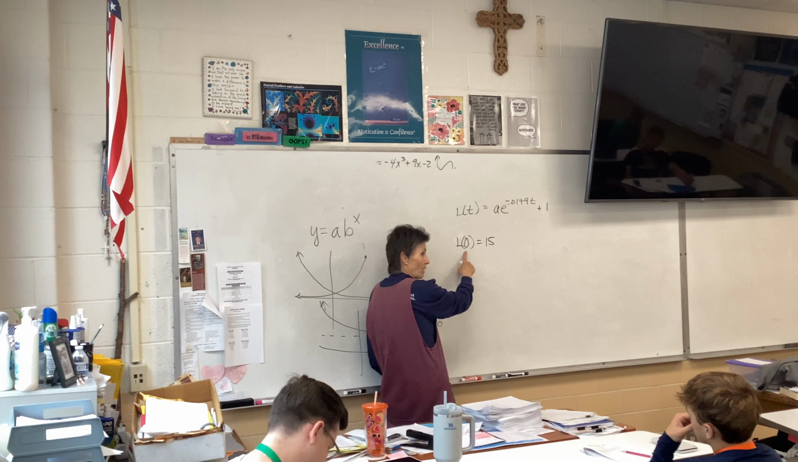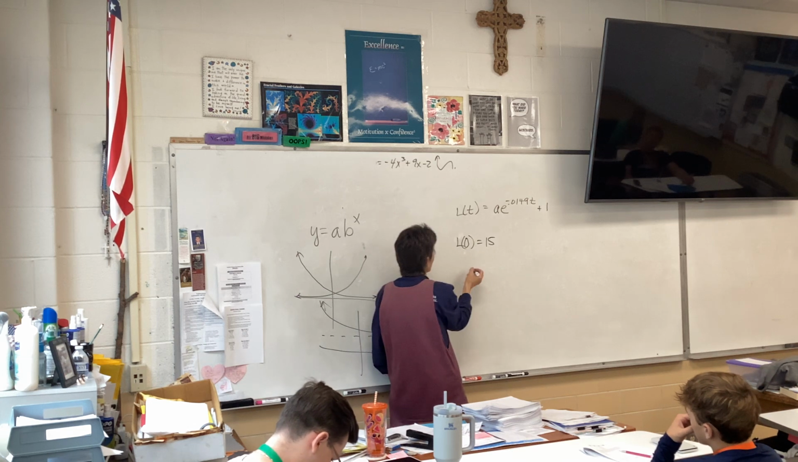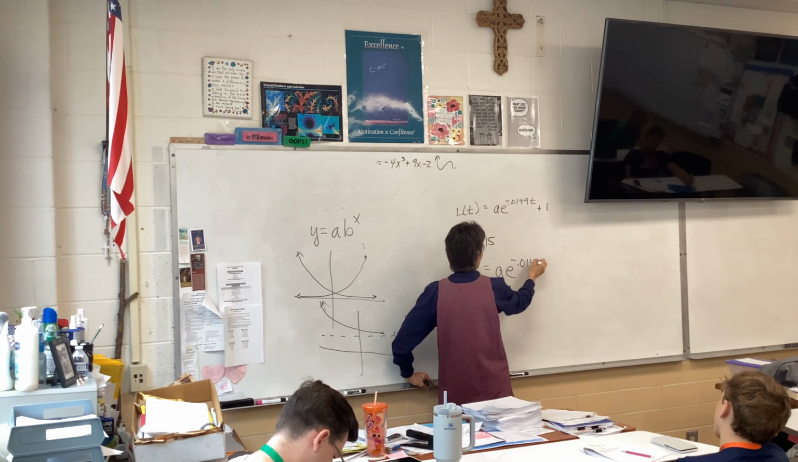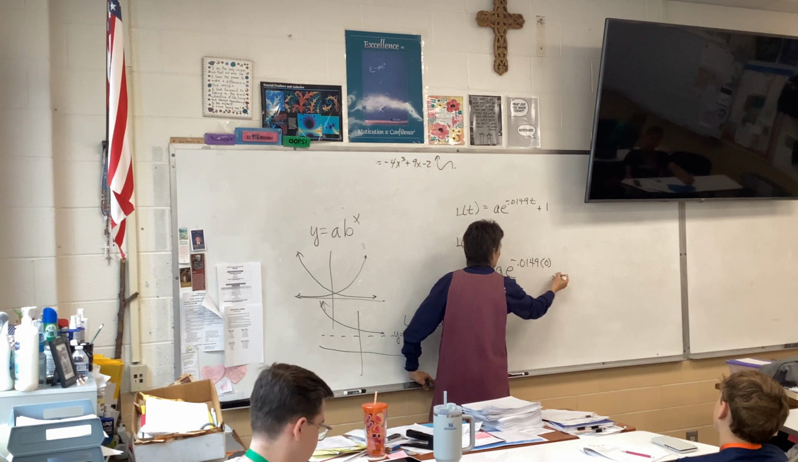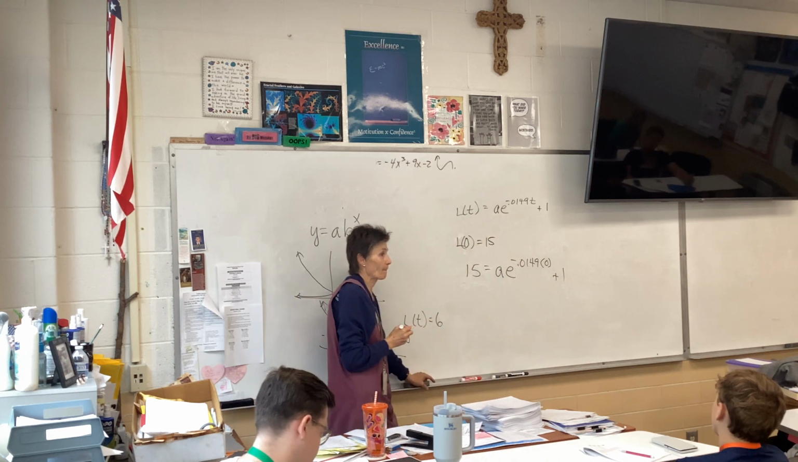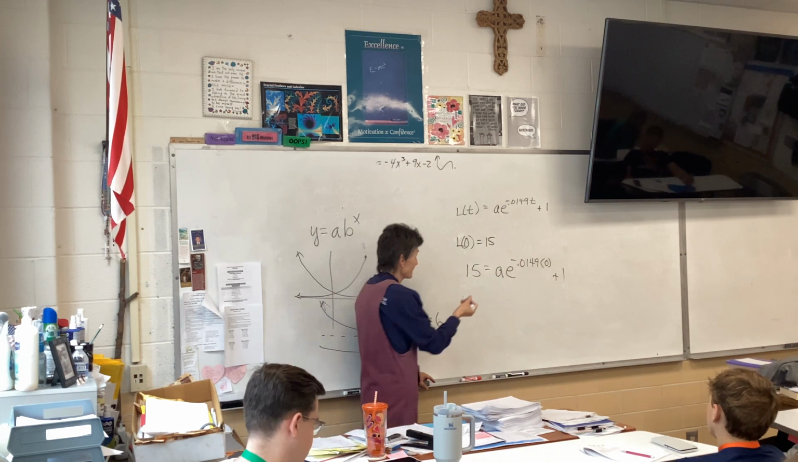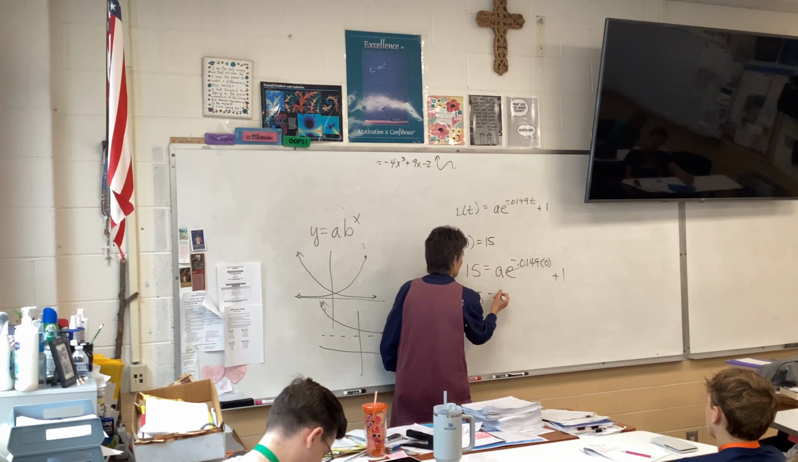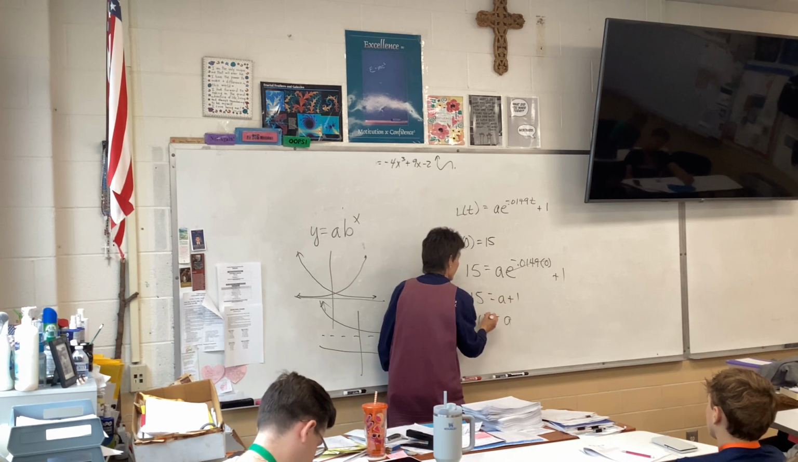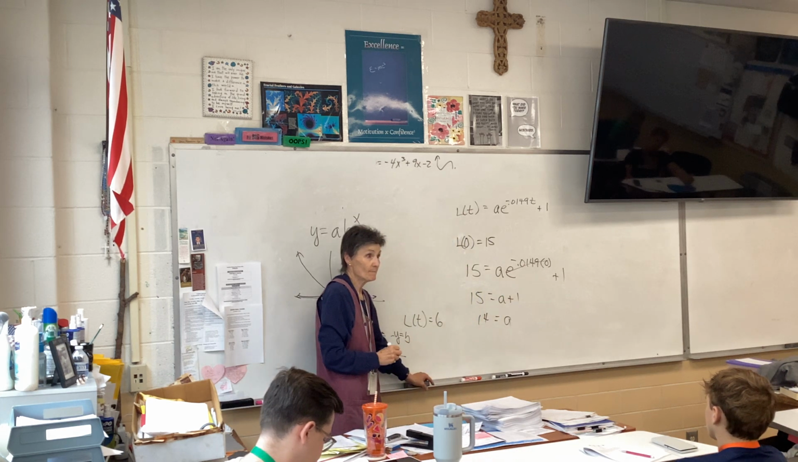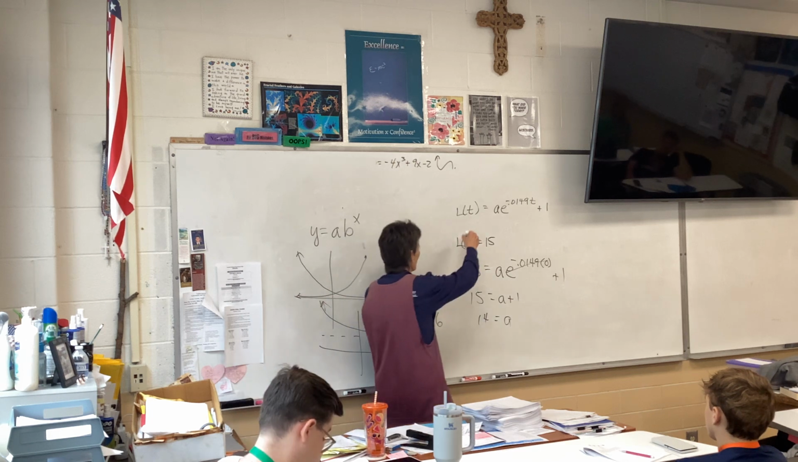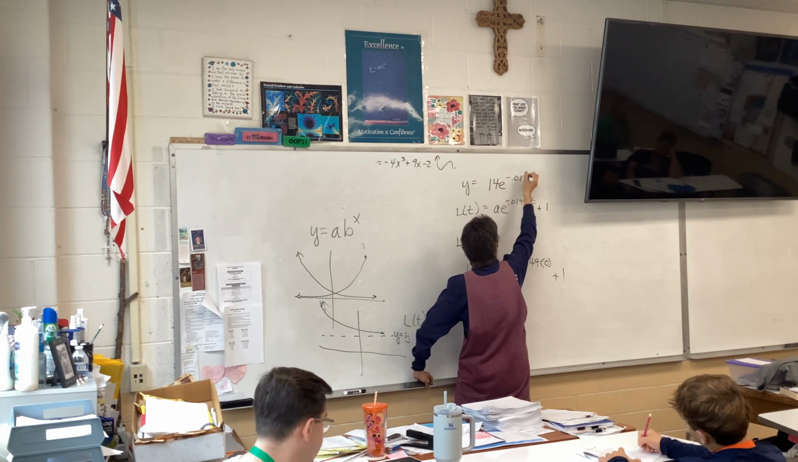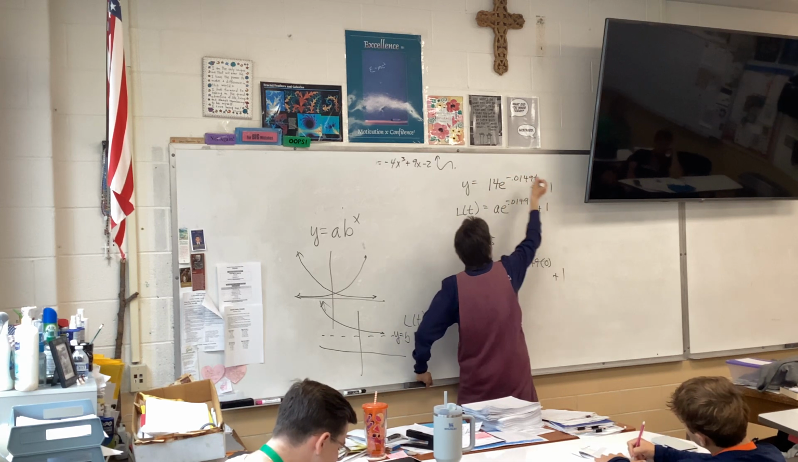If I plug in 0, I'm supposed to get 15. So 15 equals a e to the negative 0.0149 times 0 plus 1. Right? Well, what's anything to the 0? 1. So 15 equals a plus 1, so it looks like a equals 14. So my equation is y equals 14 e to the negative 0.0149t plus 1. There's your equation.